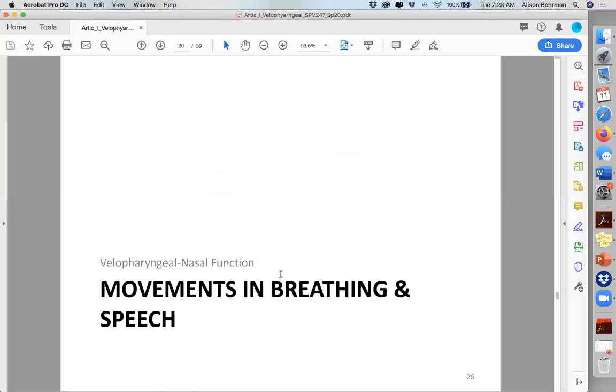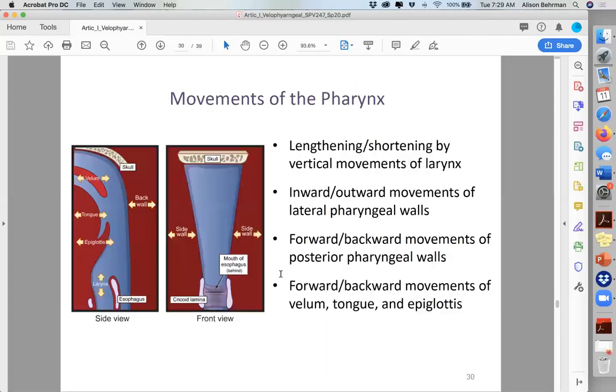And finally, slide 29, let's examine nasal pharyngeal movement to regulate airflow during breathing and speech, which is, of course, what we're interested in. Moving to slide 30. It's important to understand when examining the movements of individual muscles what the overall effect is upon the pharynx.